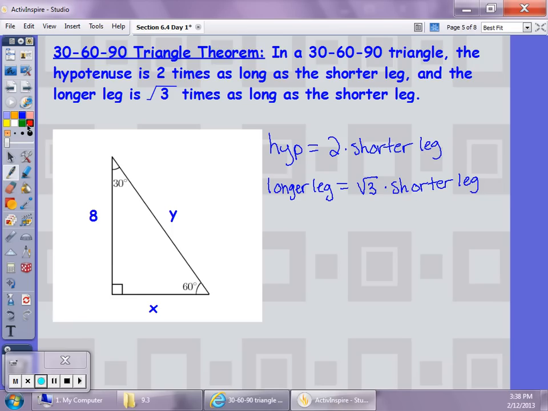So for the first example, we're going to work backwards from the longer leg to find the shorter leg. So we're going to use this equation here. We know the longer leg is equal to 8. We have root 3 times the shorter leg, which they're going to call x. So in this case, to get x by itself, we can divide both sides by root 3, which leaves us with x is going to equal 8 over root 3.